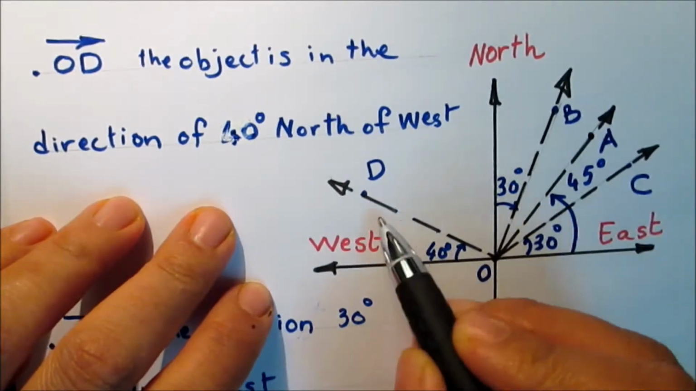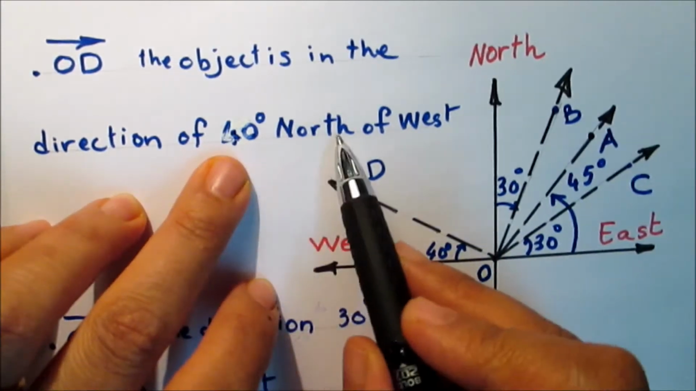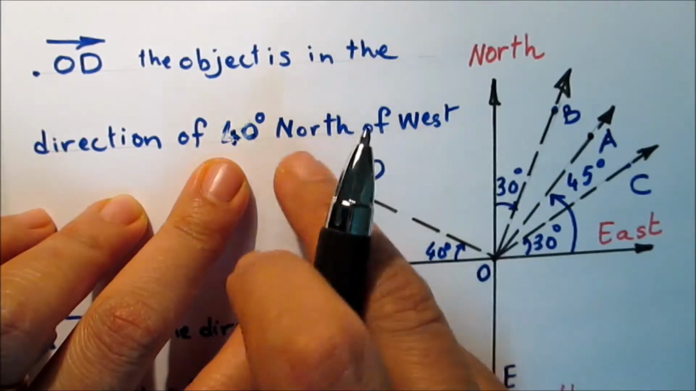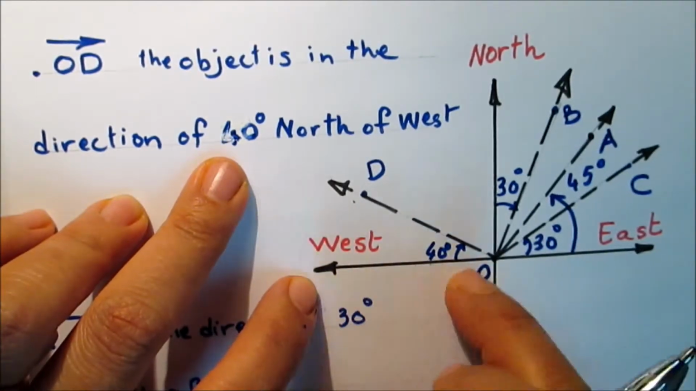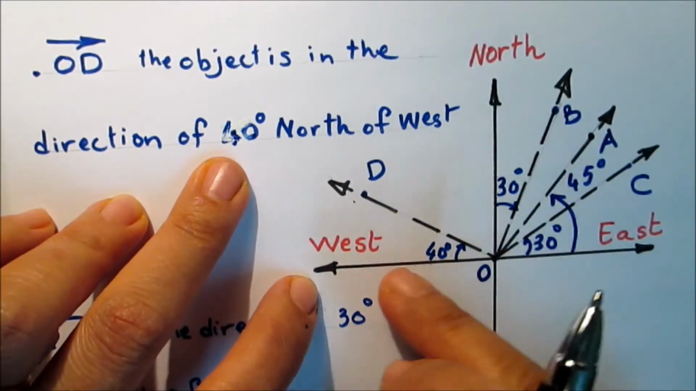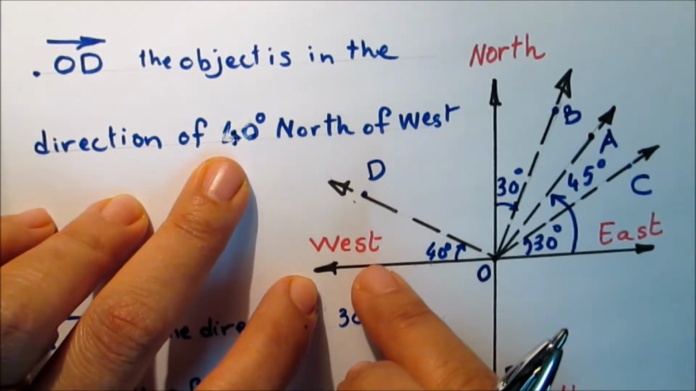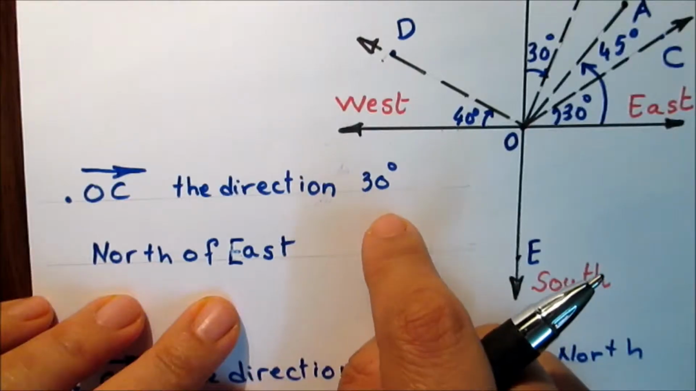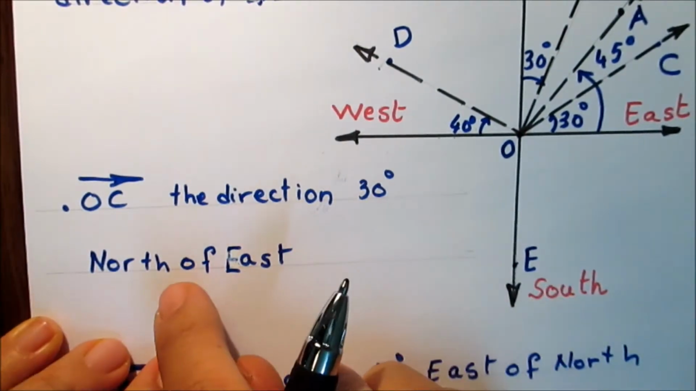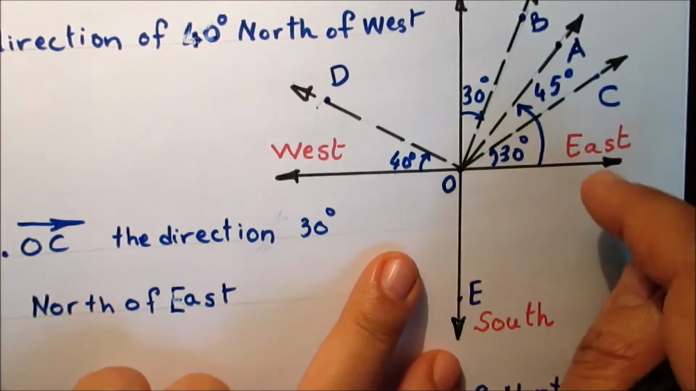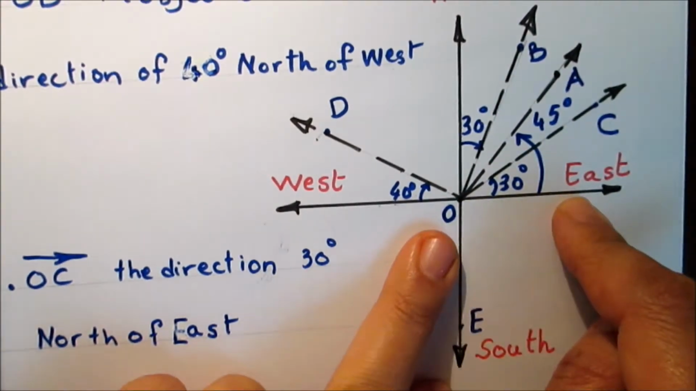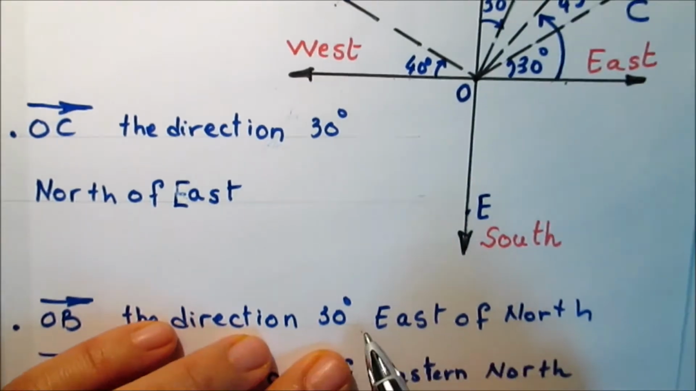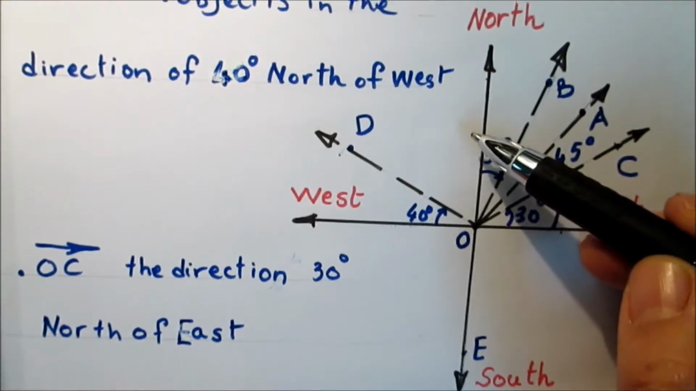For example, an object at 40 degrees north of west: you start at the west, the angle goes from west to north. So the initial side of the angle is the direction of the west, then you go 40 degrees above the west to represent 40 degrees north of west. If an object is at 30 degrees north of east, you are at the east, so you go from east to north 30 degrees.